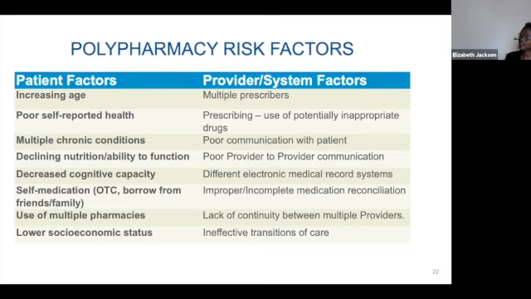Poor communication between the provider and the patient is a risk factor for polypharmacy. Different electronic medical records also contribute to polypharmacy. Improper and incomplete medrecs contribute to polypharmacy. Lack of continuity between multiple providers and ineffective transitions of care. All these are polypharmacy risk factors. And going on to the next slide, please.